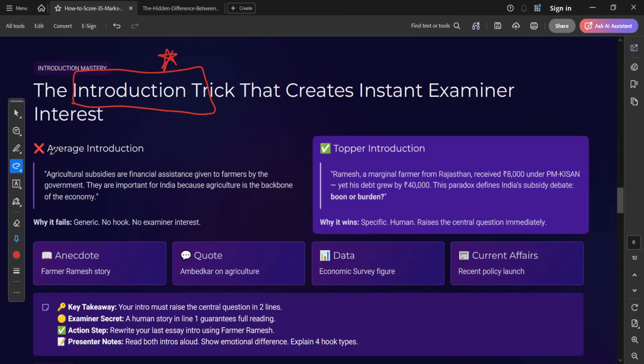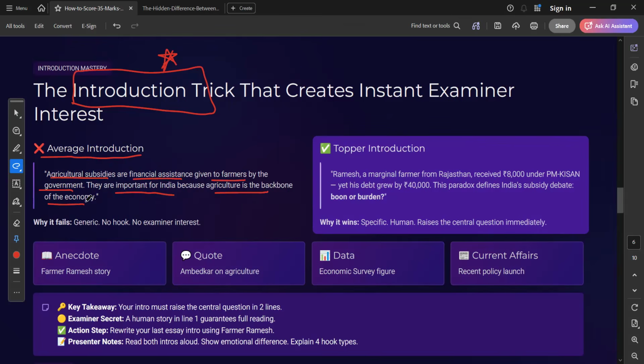So let's discuss an average introduction. I'm taking an example of agriculture subsidy. This year we had an essay on this topic, and I wrote about it. So an average introduction would be: agriculture subsidies are financial assistance given to farmers by the government. They are important for India because agriculture is the backbone of the economy.